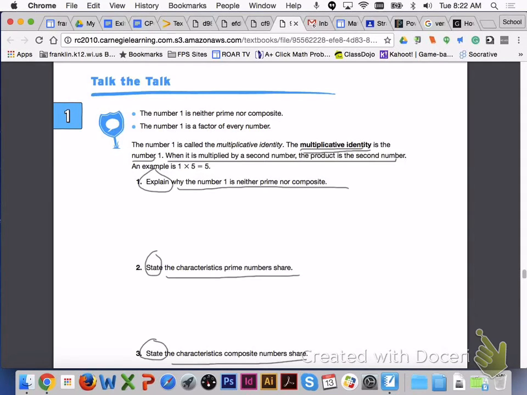Let's turn to page 34 and finish up lesson 1.3 with the talk the talk activity. If we take a look at the bullet points listed here, the number 1 is neither prime nor composite. Also, the number 1 is a factor of every number. The number 1 is called the multiplicative identity. The multiplicative identity is the number 1. When it is multiplied by a second number, the product is the second number. An example here could be 1 times 5 is equal to 5. To finish up for today, I would like you to answer numbers 1 through 3 with your group members.